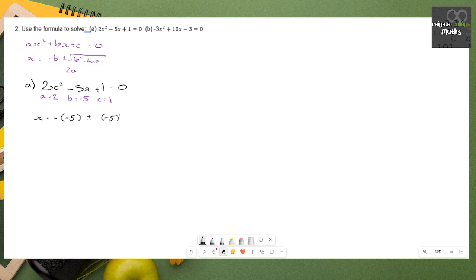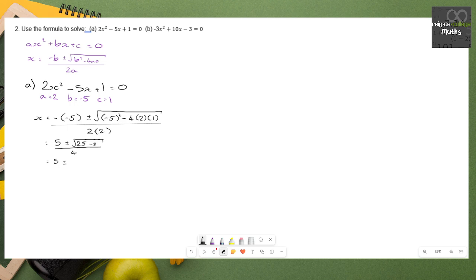Okay, so we get b squared. So be careful with this. B is a negative number, so you need it in brackets squared. Minus 4 times a times c, all under a square root. And that's all over 2 times 2. And then we simplify. So 5 minus minus 5 plus or minus the square root of 25 minus 8 all over 4.